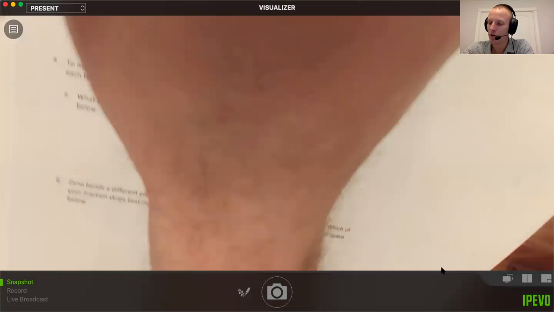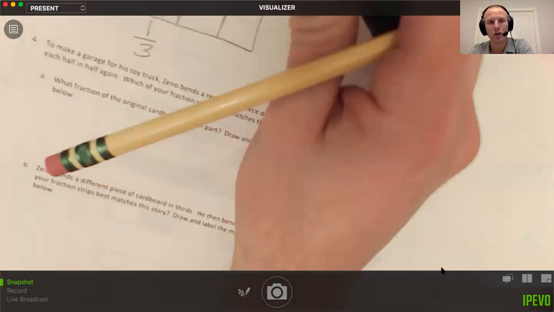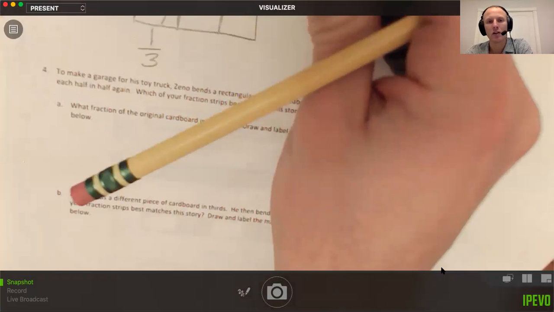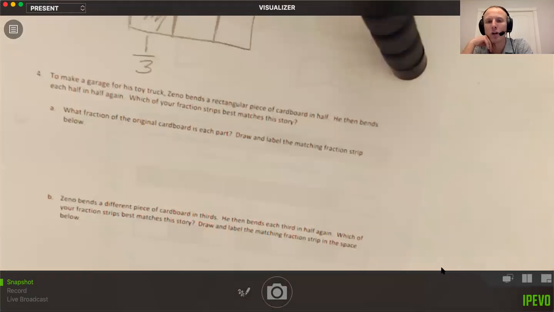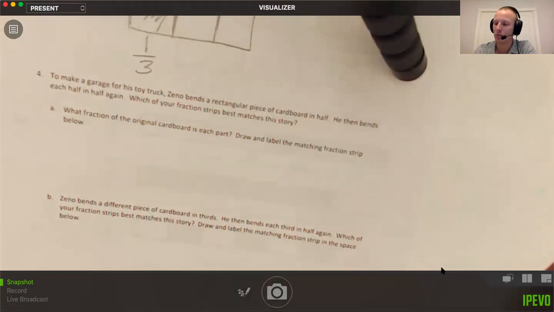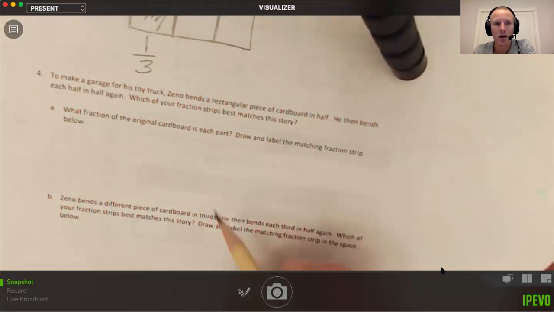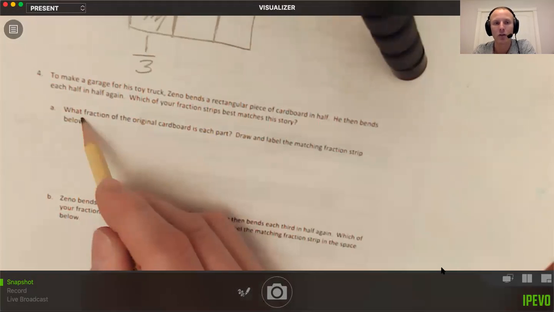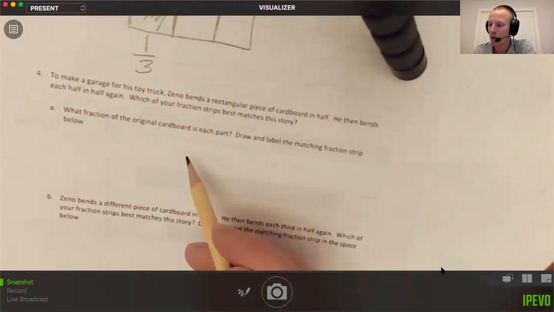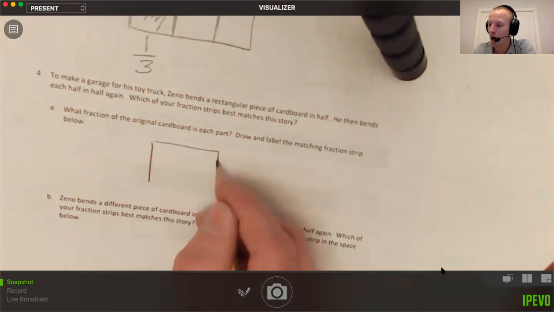Okay. To make his garage for his toy truck, Zeno bends a rectangular piece of cardboard in half, then he bends each half in half again. Which of your fraction strips best matches this story? We don't have fraction strips for this right now, so we're not going to worry about that piece. We're going to say what fraction of the original cardboard is each part. So what I'm going to do is draw out this scenario.